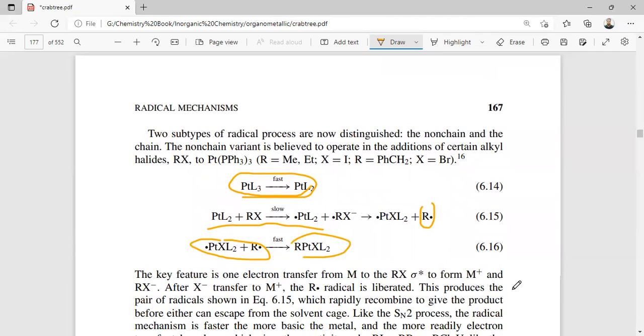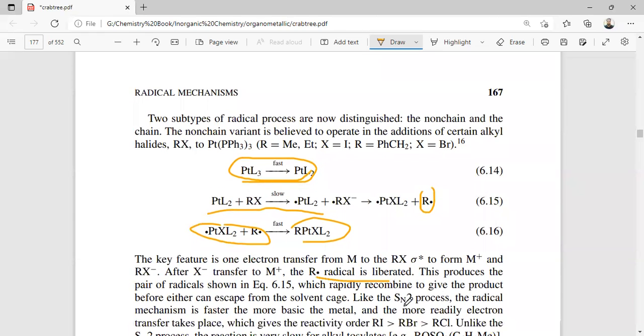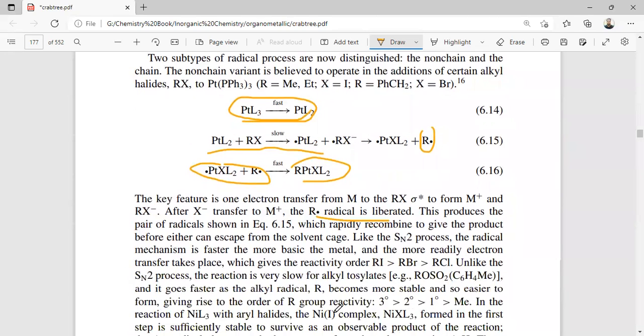And the key feature is electron transfer from the metal to the alkyl halide sigma star to form M plus and RX minus. After that, the X minus is transferred to the M plus and the R dot radical is liberated. This produces a pair of radicals which rapidly recombine to give the adduct before they can escape to the solvent cage. Like the SN2 process, the radical mechanism is faster the more basic the metal and the more readily electron transfer takes place.